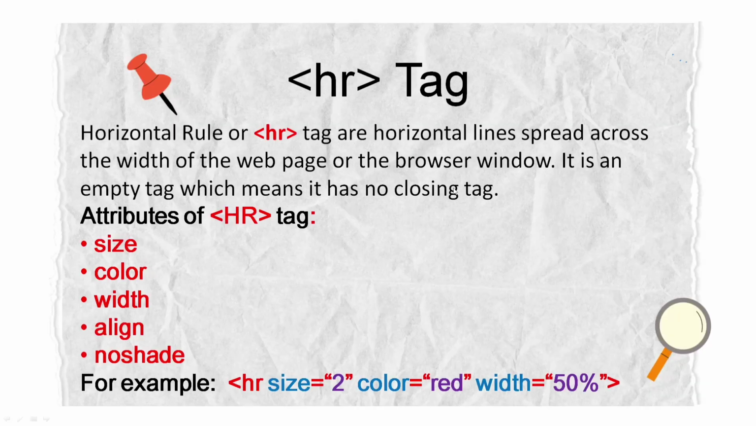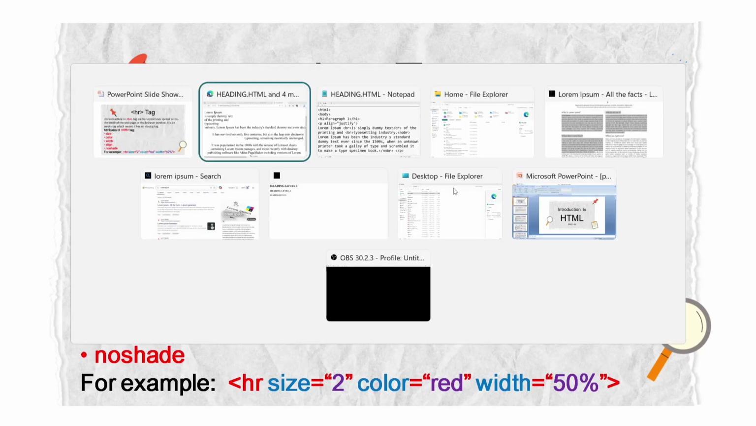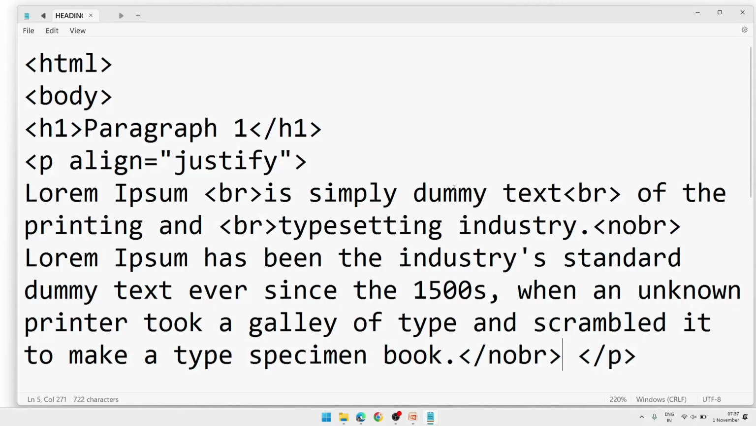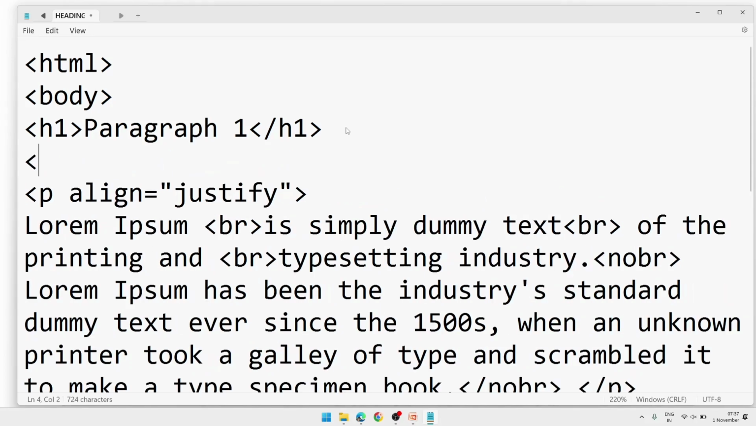HR, it is used to draw a line on our web page. Let's try to draw a line after the heading one. So after h1 we'll draw a line. The HR tag defines the horizontal line on our web page. The color attribute adds color to the line. Let the color be red. Then the size attribute defines the thickness of the line. Let the size be 5.